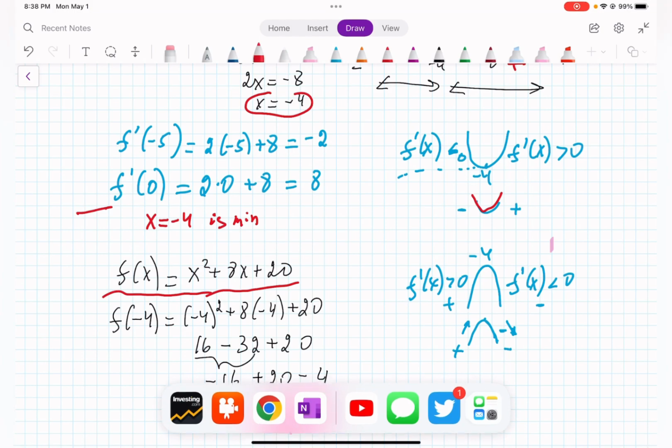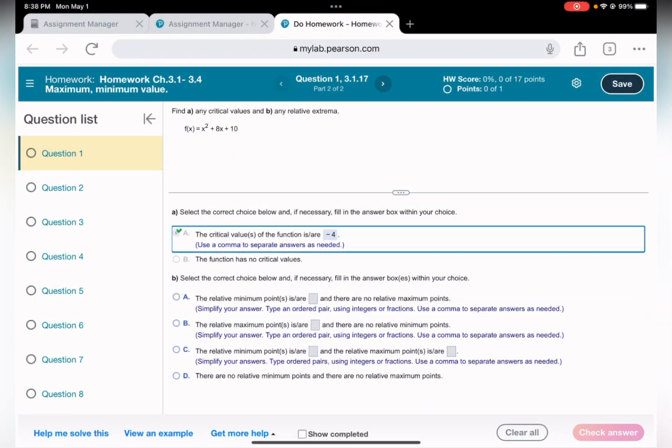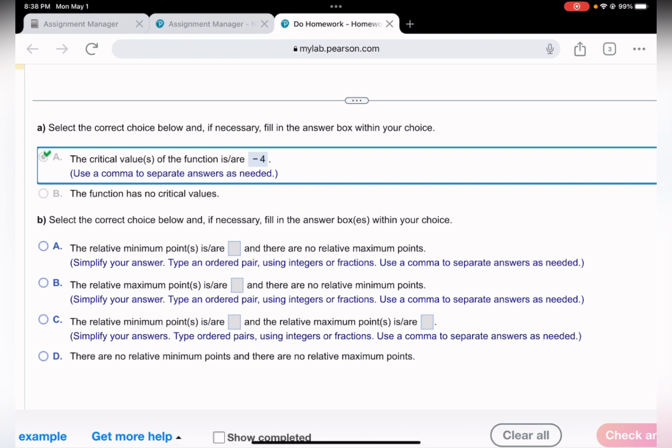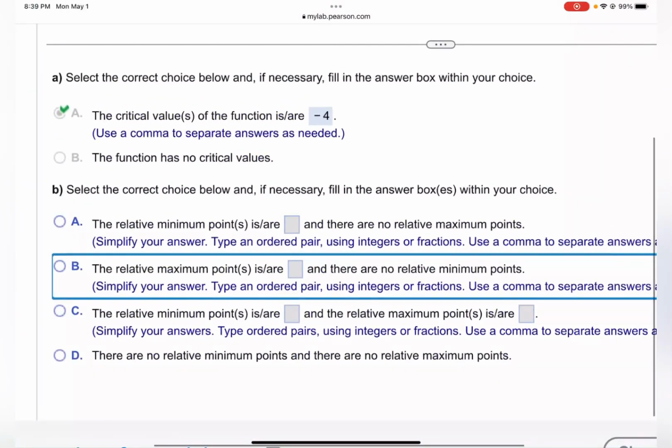Okay? So let's go see what our choice of answer is going to be. Select the correct choice below, and if necessary, fill in the answer boxes with the choice. So we know that in our case it was a relative minimum, which means it's going to be either A or C, right? That's where it's talking about relative minimum. The relative minimum point is, let's say, -4, +4, and there is no relative maximum. That's a good answer. That fits our solution.